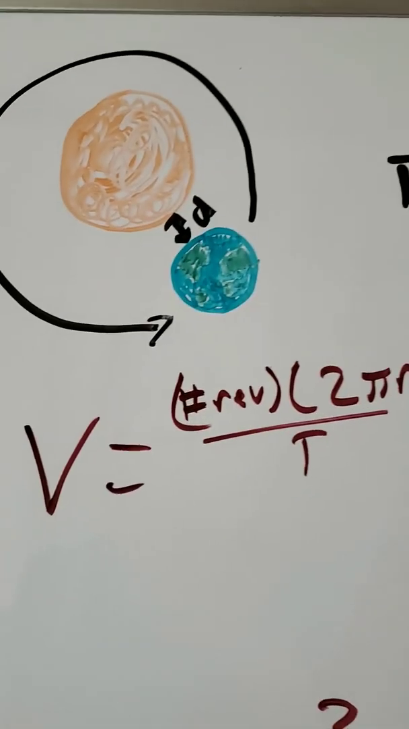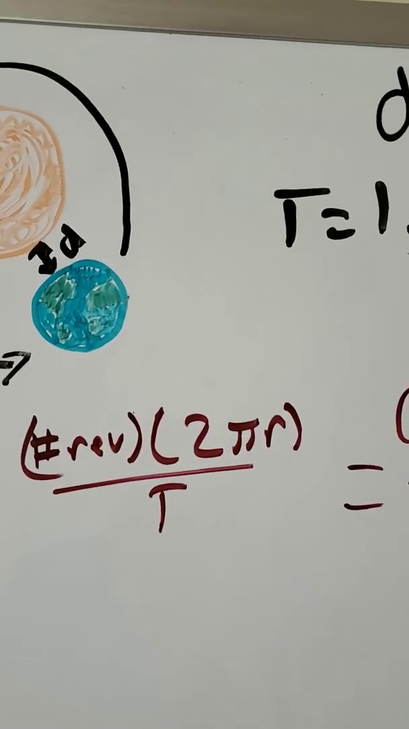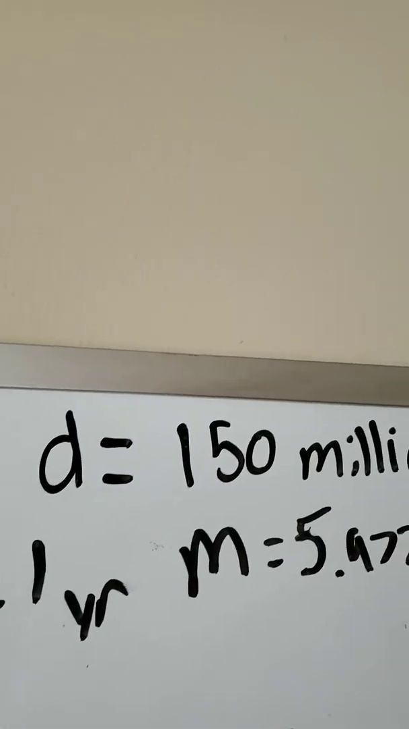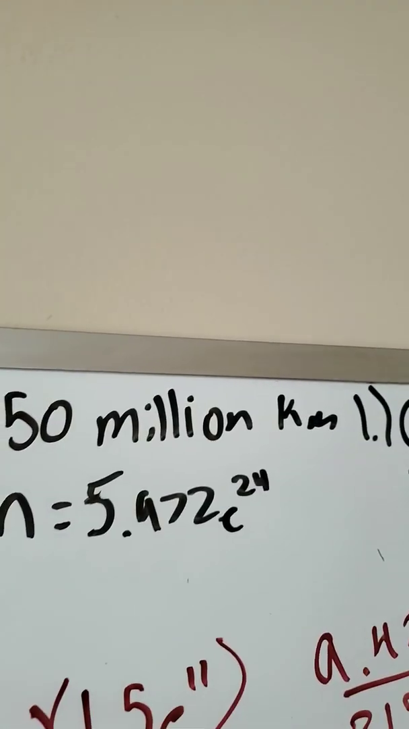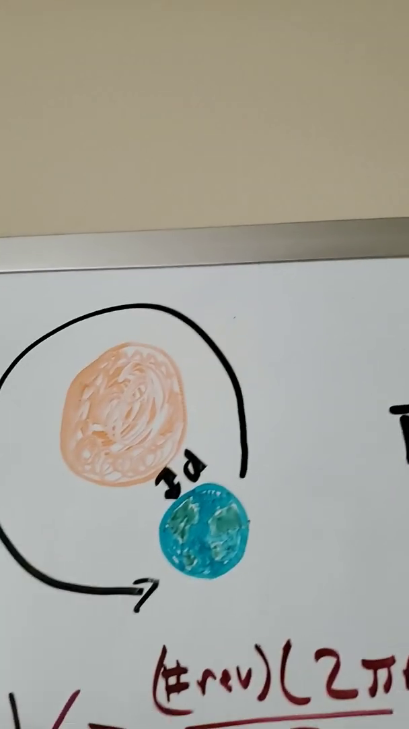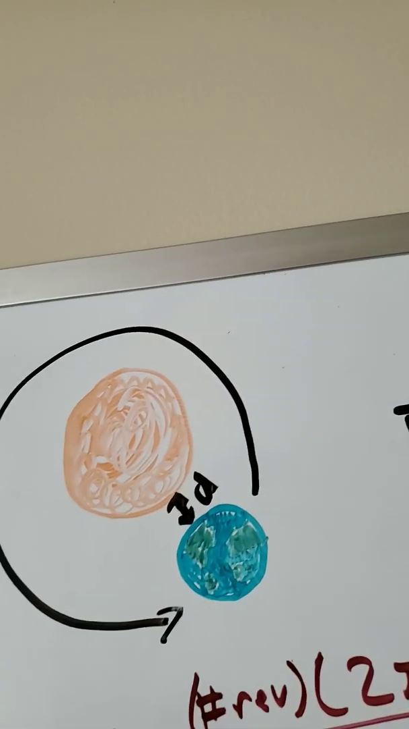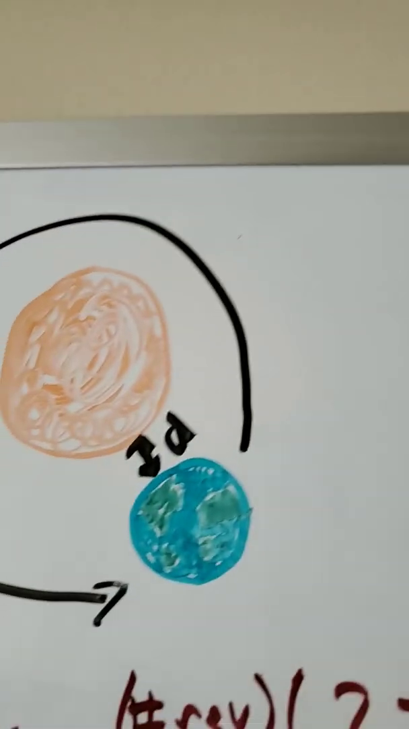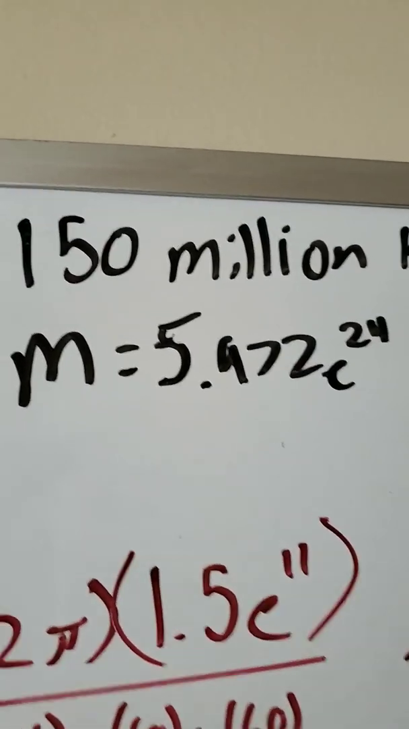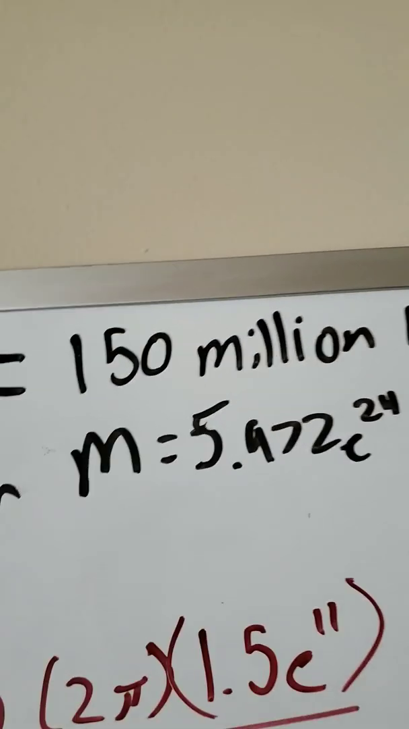So the velocity will be equal to the number of revolutions times 2 pi times the radius divided by the time. All right, so all I've really been given is that the distance is 150 million kilometers, which will go to 1.5 times 10 to the 11th meters. However, we know from basic science that the time will be 1 year. That's how long it takes Earth to rotate around it. And the mass, it's also known by Earth, is 5.972 times 10 to the 24th.